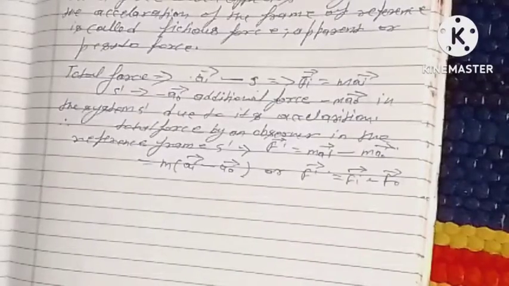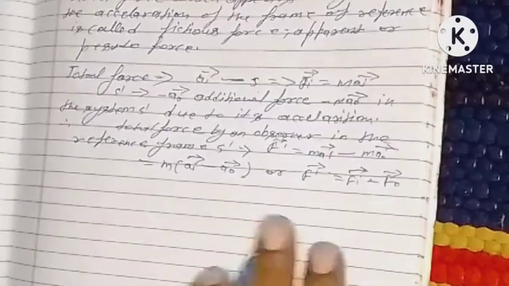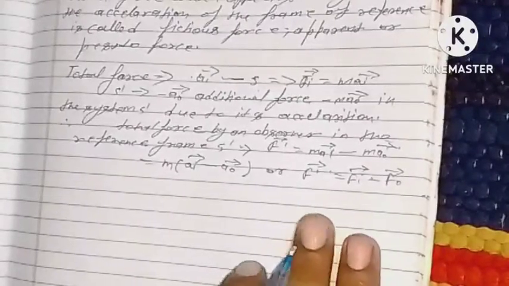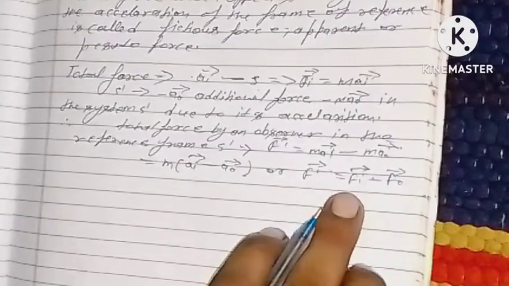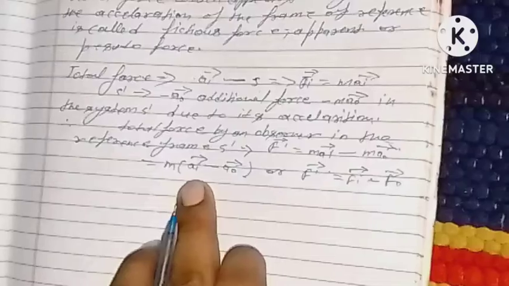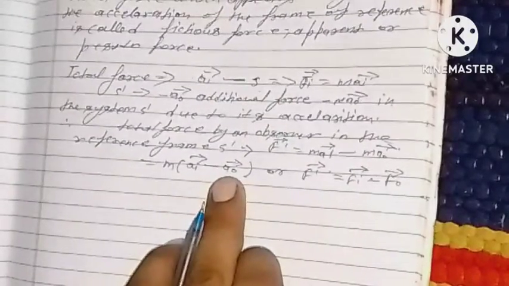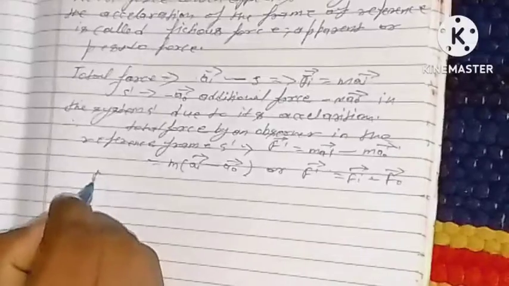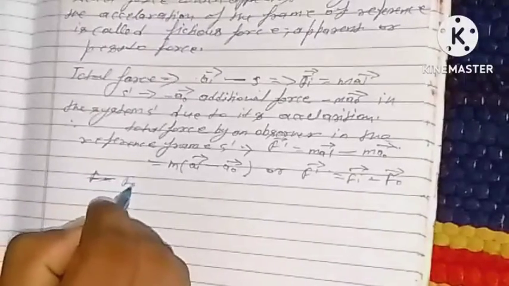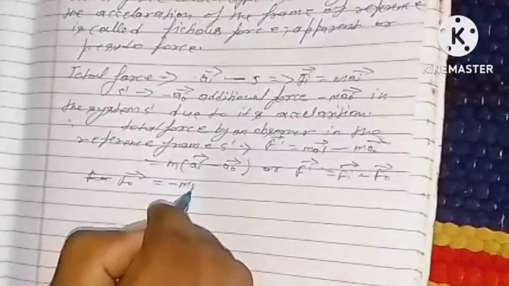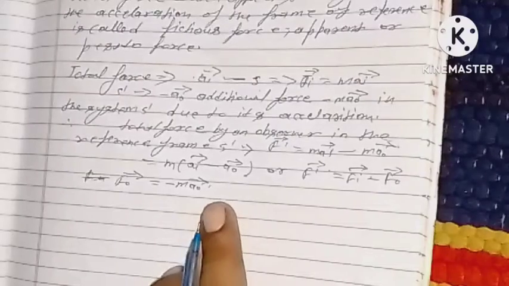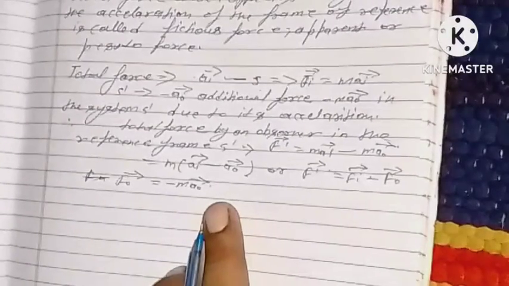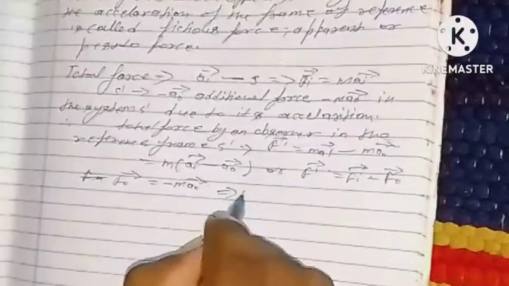Which means that to an observer in the frame S dash, the total force acting on the particle appears to be F dash, with net acceleration a vector minus a_0 vector. The force F_0 vector equal to minus m a_0 vector is clearly the fictitious force.